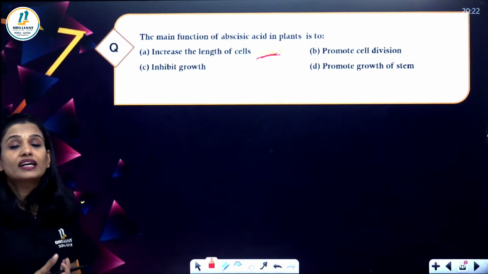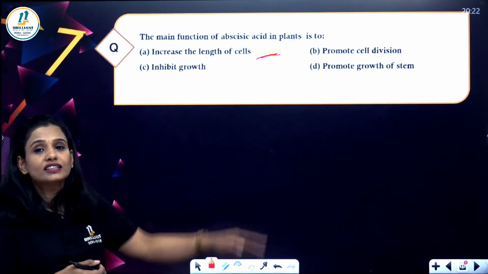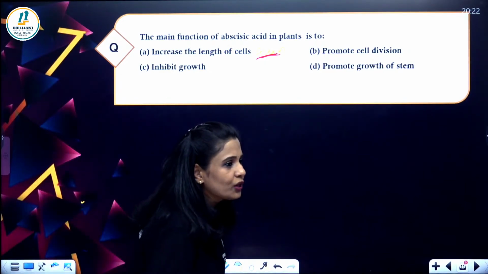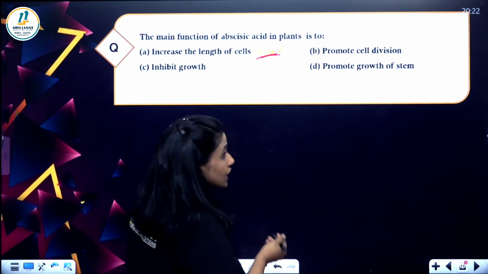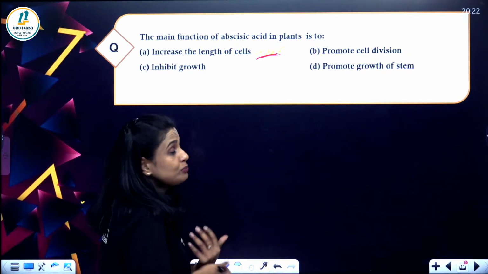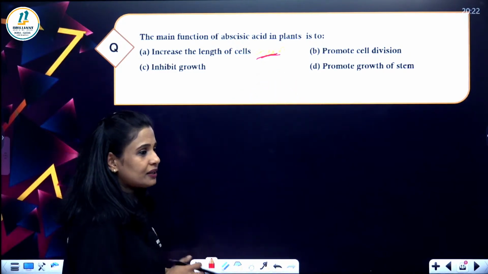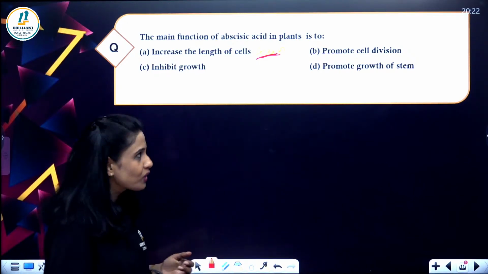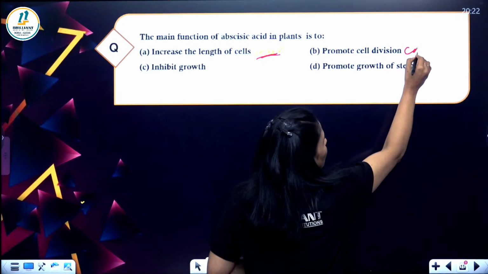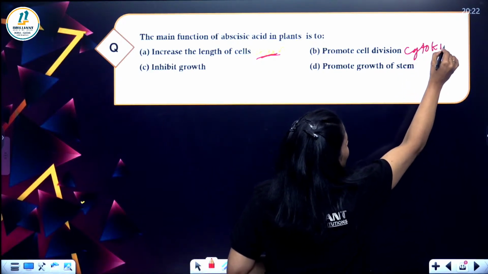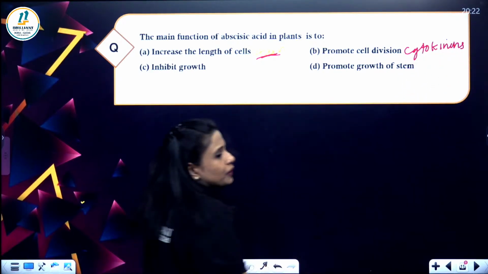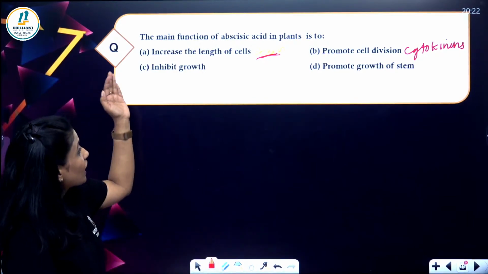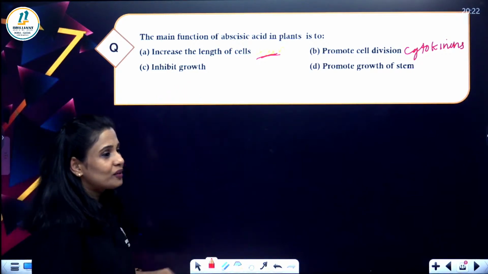Which hormone helps to promote cell division? Can you comment? Which hormone helps to promote cell division? Cytokinins. It is cytokinins which promote cell division. Cytokinins. And which inhibit growth?